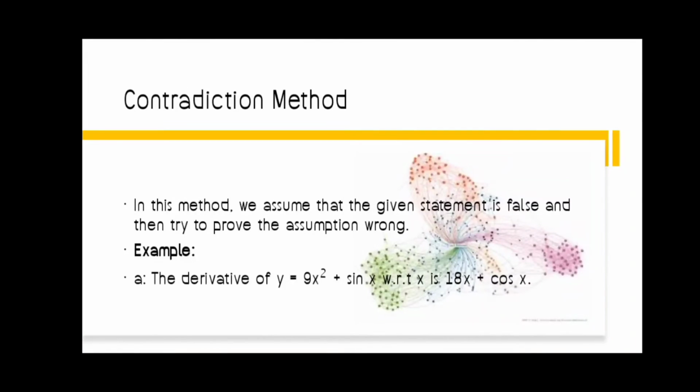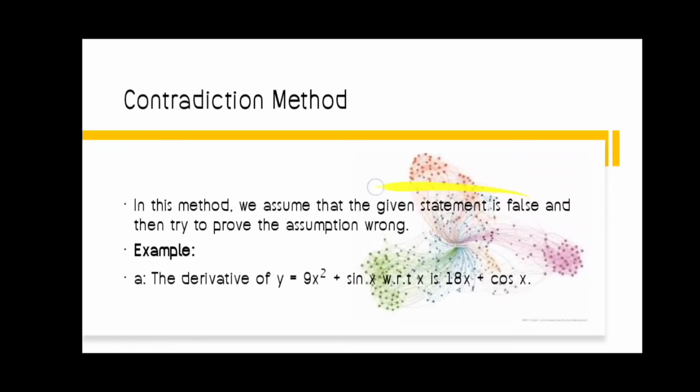For proving the validity of this statement, let us say that the derivative is not equal to 18x plus cosine x. We know that the derivative of x to the power n is given by n times x to the power n minus 1. Therefore, the derivative of 9x squared is 18x, and the derivative of sine x is given by cosine x. Therefore, the derivative of 9x squared plus sine x is equal to 18x plus cosine x. Our assumption is wrong and the statement is a valid statement.